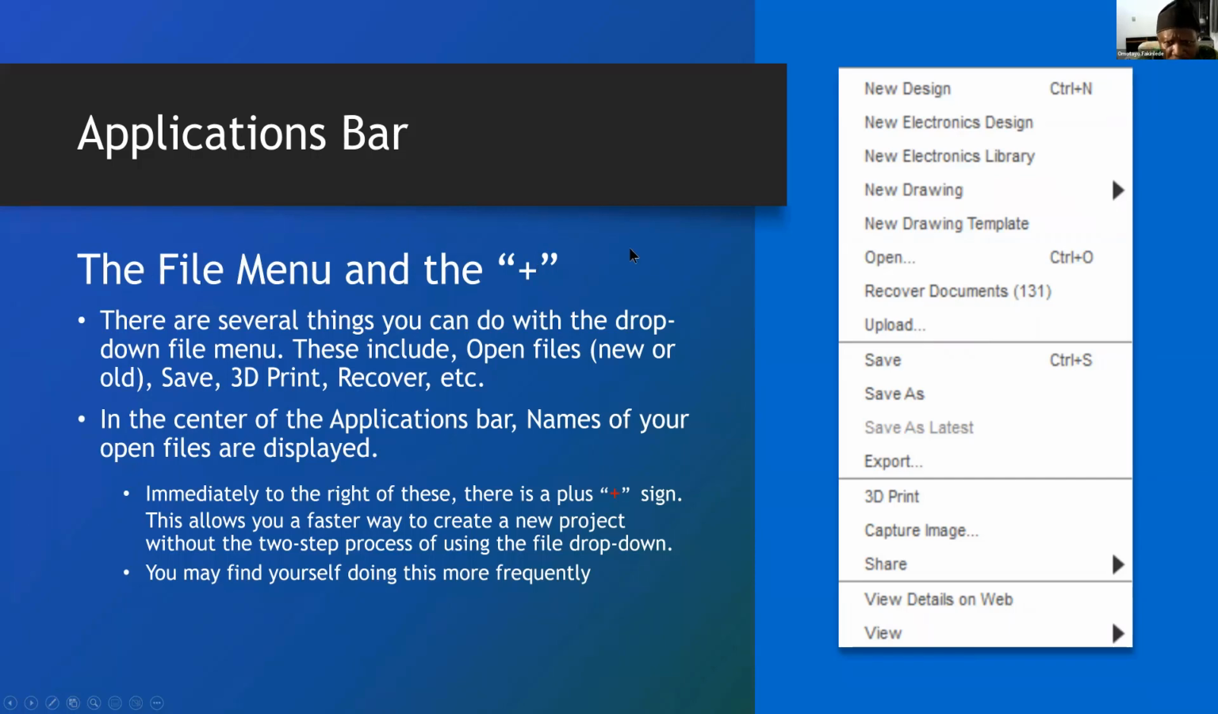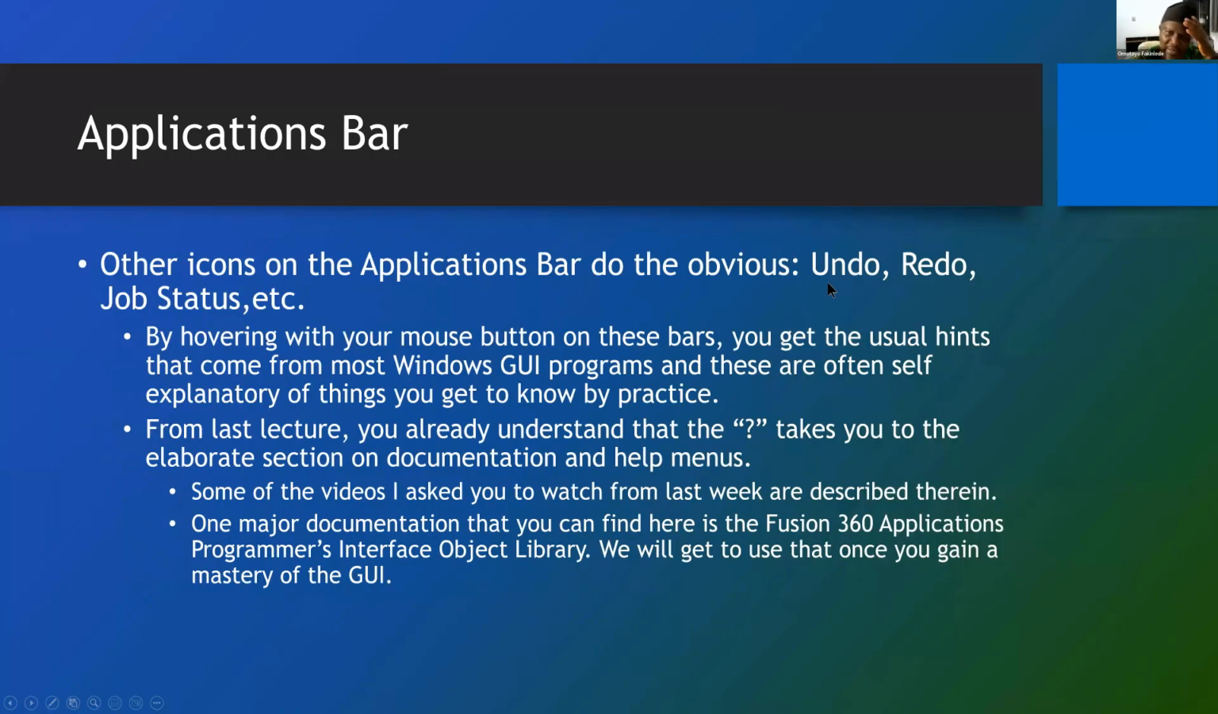Other icons on the application bar do the obvious. Like I'm sure if you have any experience at all with Windows, you can recognize the undo and the redo keys, which are called arrows, and the job status, which tells you the name. And then by hovering your mouse on these and other icons, you get the usual hints that come from most Windows GUI programs. That is assuming you have not turned these hints off. You can turn the hints off so that the hints don't show, but I don't think that's a good thing. These are often self-explanatory, things you get to know by practice.